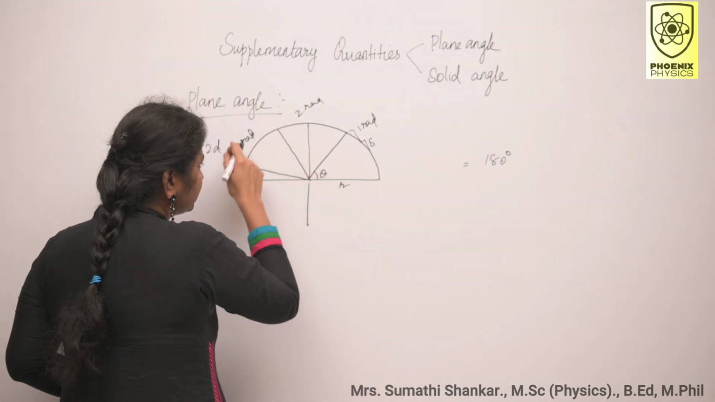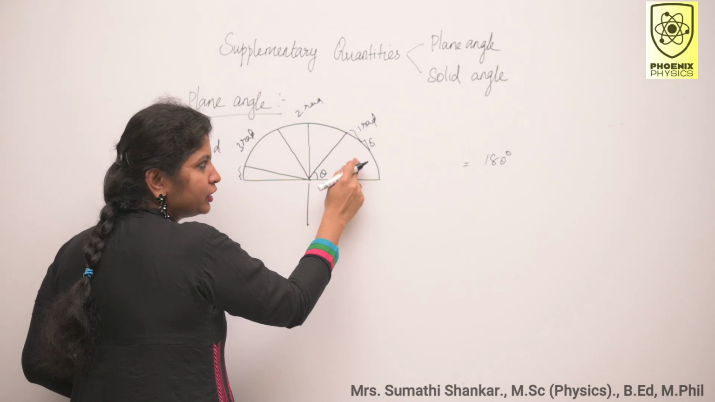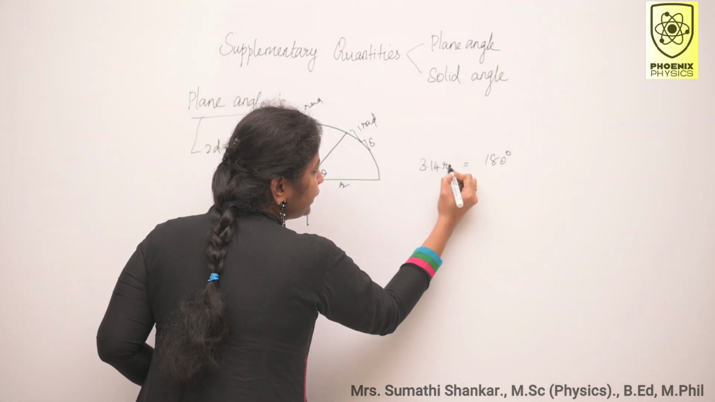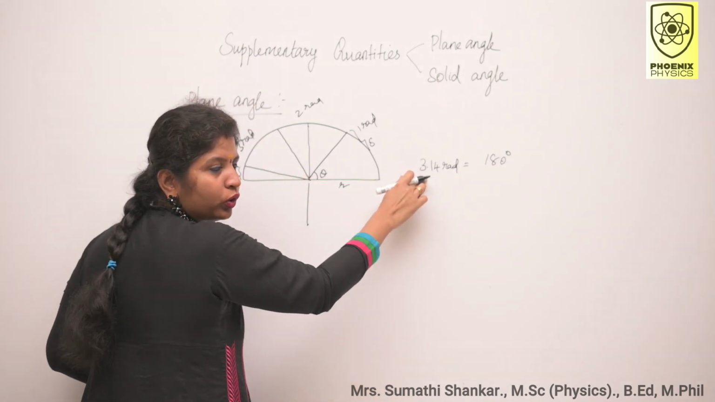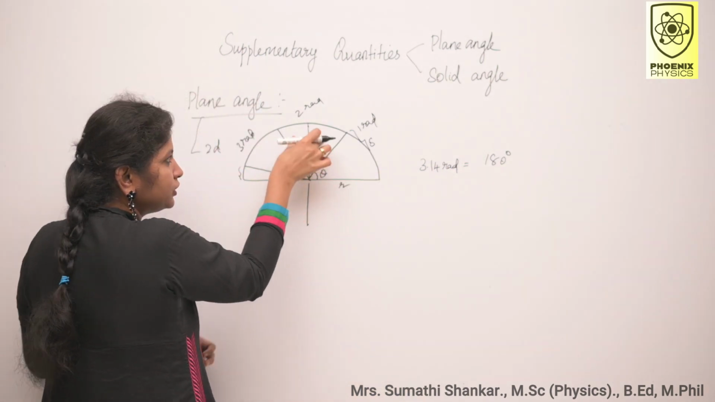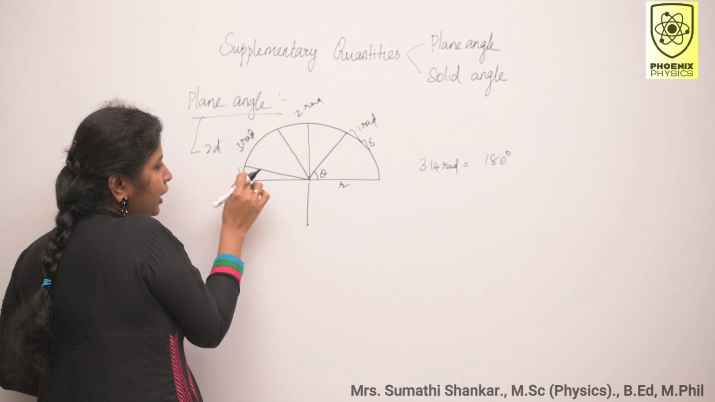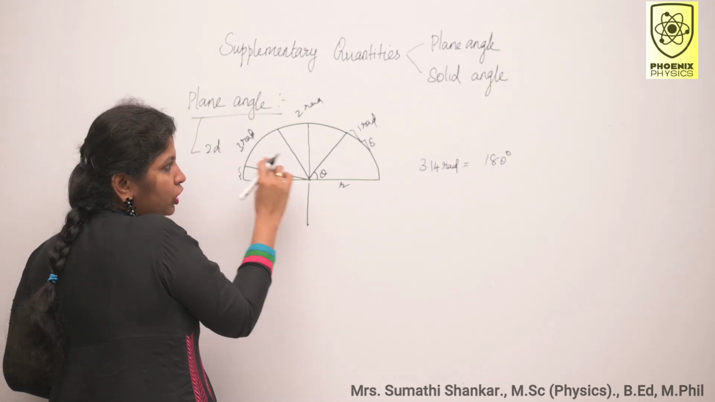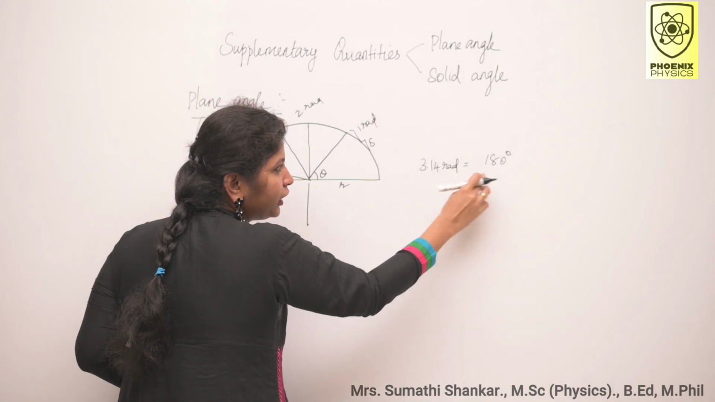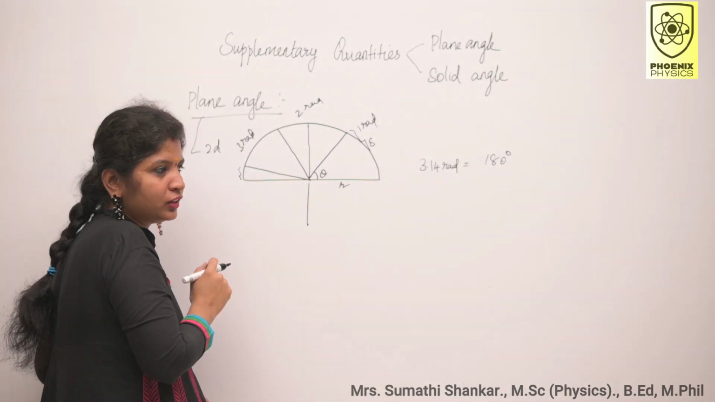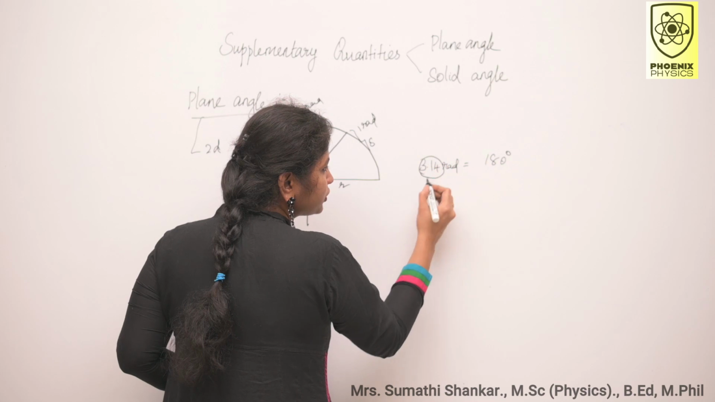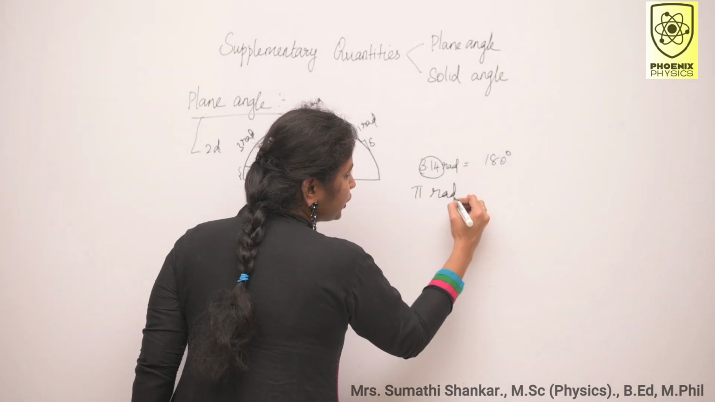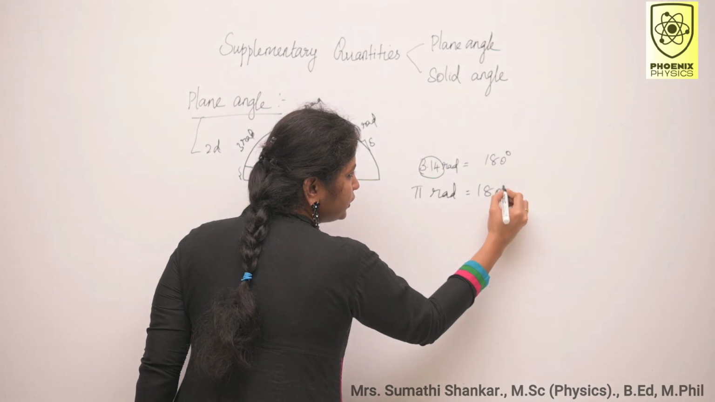This value is nothing but 3.14 radian. Why am I saying 3.14? This is 1 radian, this is 2, 3, and this small measurement is 0.14. So 3.14 radian is equal to 180 degrees. 3.14 is nothing but our pi value. Pi radian is equal to 180 degrees.